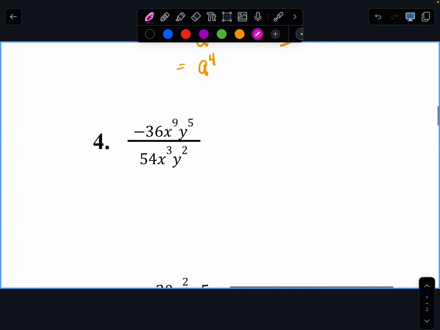Now, when we look at number 4, that has big coefficients.